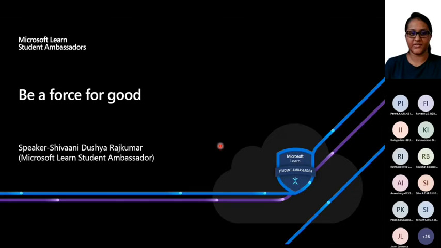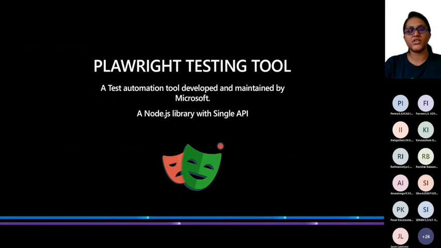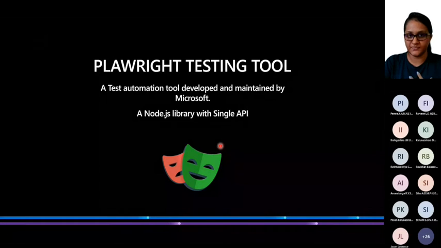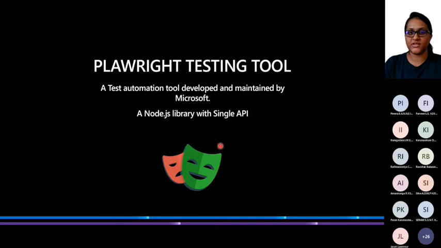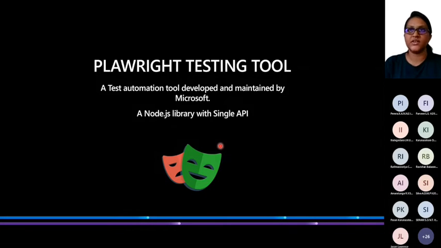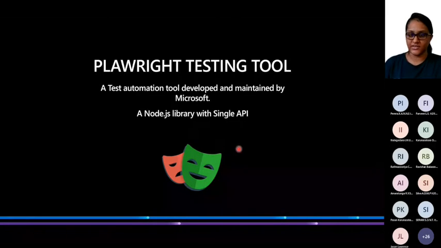Okay. So today our topic is Playwright testing tool. Some of you or most of you may have heard about testing and have experience in testing, like maybe Jest or Cypress, Selenium, like that you may have experience. So Playwright is also a testing tool. This is a test automation tool developed and maintained by Microsoft. This is the logo of Playwright. I will explain many things about this.